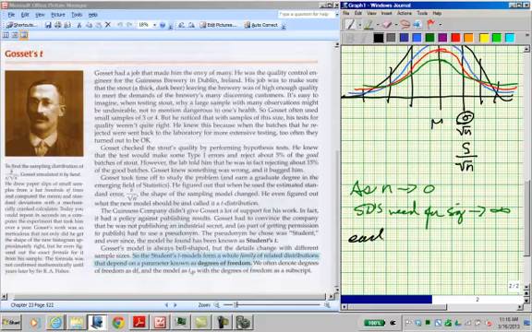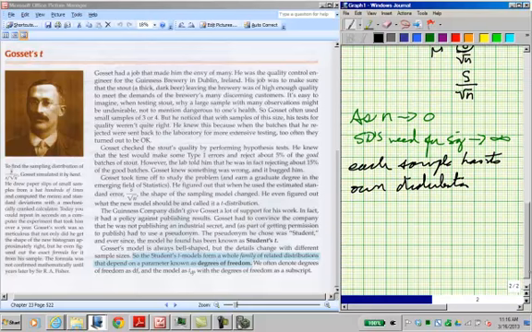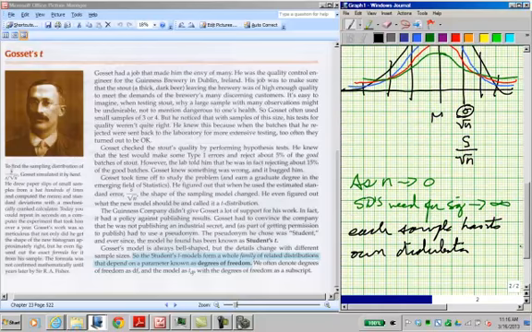And so he's the one who said that each sample size has its own distribution, slightly different from other sample sizes. And then tables were developed to handle this. So now you're thinking, well, this is going to be really complicated. And this is called the t-distribution.